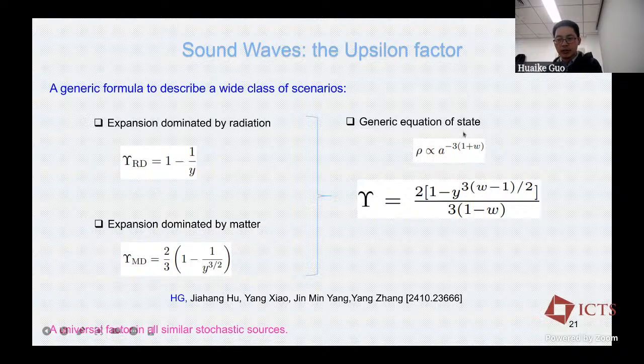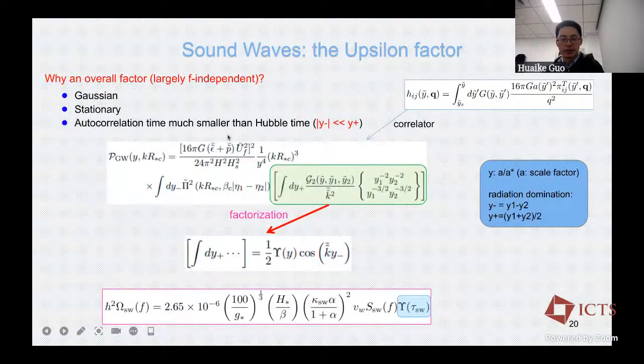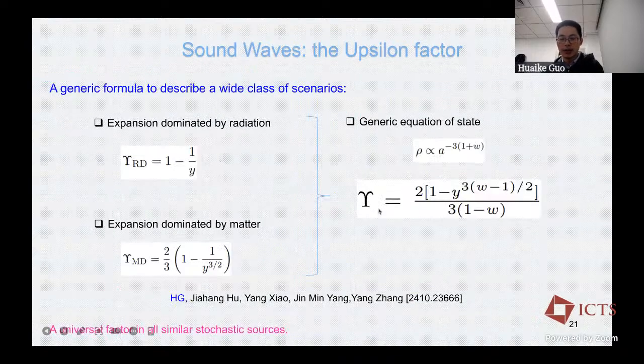And for a generic equation of state, even though the calculation of the whole process is very complicated, through this approximation we can obtain a very compact result. For radiation domination and matter domination, you will notice you can easily reduce this result to the same result that we obtained earlier. So this expression can probably be useful for people who consider more exotic phase transitions.